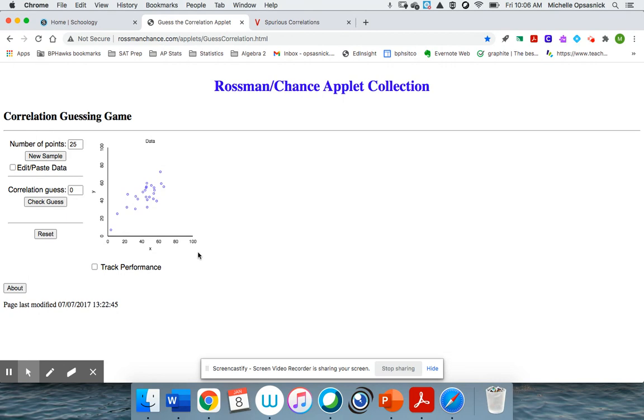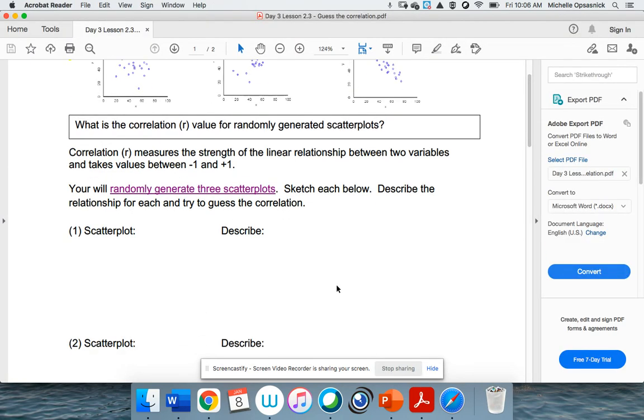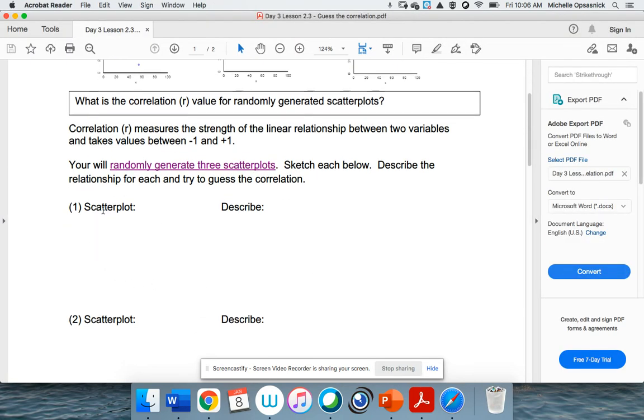So once you've generated the scatter plot, you're going to come back to your worksheet. You're going to draw a rough sketch of that scatter plot. It does not need to be perfect, just kind of a very, like I said, rough sketch, general idea of what the applet's showing you. You're going to describe this scatter plot with the strength, form, and direction, and then you're also going to make a guess at the correlation.